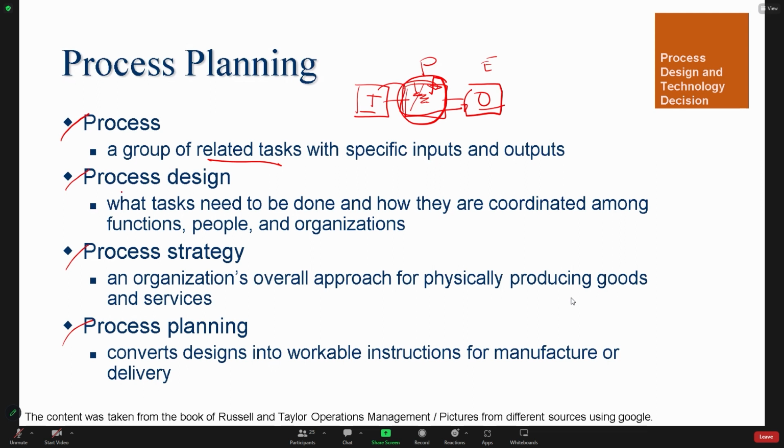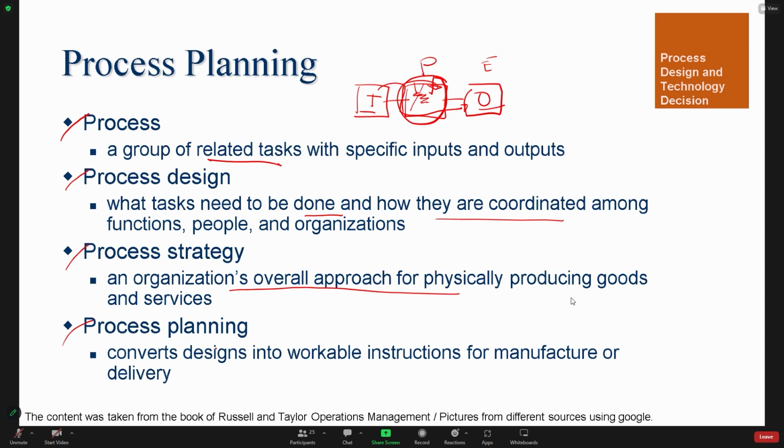Okay? So process design, what tasks need to be done and how they are coordinated among functions, people, organizations. Okay? So yung proseso, paano mo siya ididisenyohan para ma-produce mo yung output. Ang strategy is yung overall approach for physically producing goods and services. Okay? So ano yung process strategy? Ano yung strategy ng UST to provide a quality education in BS entrepreneurship? Yan. Ano yung strategiya nila?